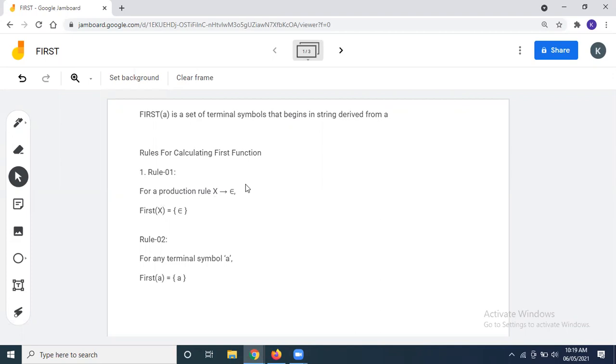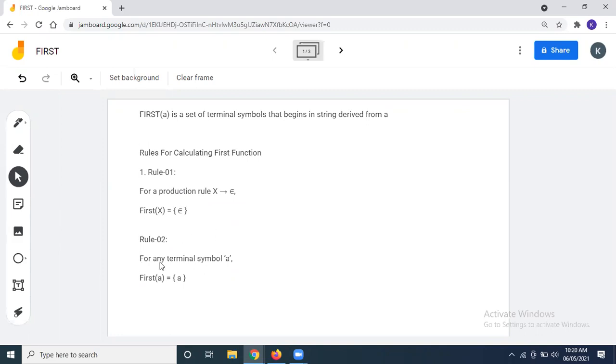So if you have any production of the form X derives epsilon, epsilon is included in first of X. What is it? Epsilon is included in first of X. So for any production of the form X derives epsilon, epsilon is included in first of X.